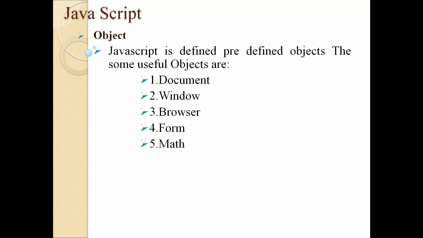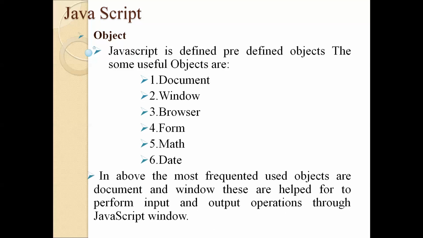Fifth one, math. Sixth one, date. So along with this, we have some more objects depending upon the version of JavaScript. In the earlier versions, we don't have this many types of predefined objects. As version by version is changing, they are adding a few more objects. So now let us discuss these 6 objects which are called predefined and default objects in JavaScript.